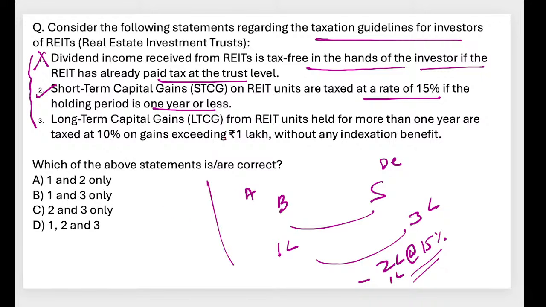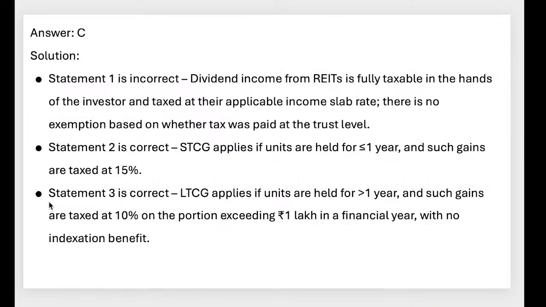When it comes to long term, let's say you buy in 2023, you sell in 2025. Long term capital gain is how much? 2 lakh. So 10% of 2 lakh minus the threshold also, okay. So the second statement, exceeding 1 lakh without any indexation benefit. If you go for the indexation benefit, then this is the case, okay. So that is something. So 2 and 3 means option C will be the right answer for this particular question. Correct, friends, okay.